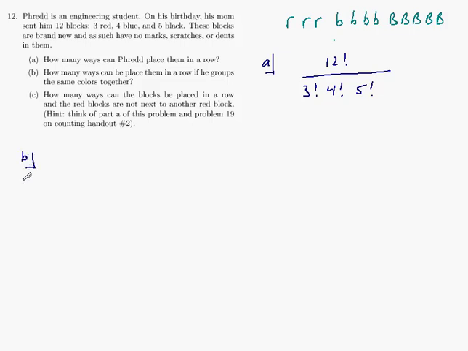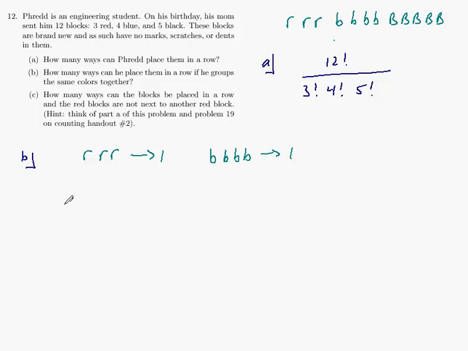Part B says, how many ways can Fred place them in a row if he groups the colors together? Now one thing to realize is that the 3 reds group together. If I shuffle them around, it's still the same 3 reds. Since I can't distinguish between them, I can't tell the difference. So there's really only one way to do the 3 reds all next to each other. The 4 blues, there's only one way for that. And likewise for the black.